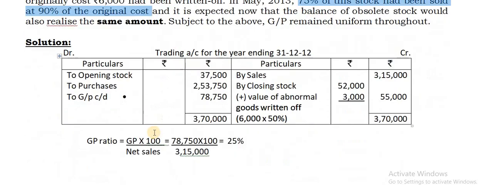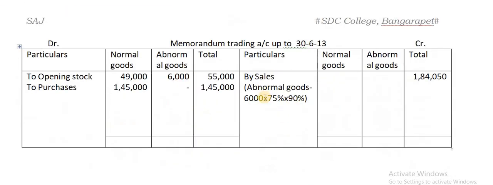Now that 6,000, only 75% is being sold, but it is a 10% loss and it is being sold at 90%. So this is how it is calculated: 6,000 into 75% into 90%. That gives you 4,050. So the balance is 1,80,000, which is the normal goods you have to consider. 1,84,050 minus 4,050, so the balance is 1,80,000.